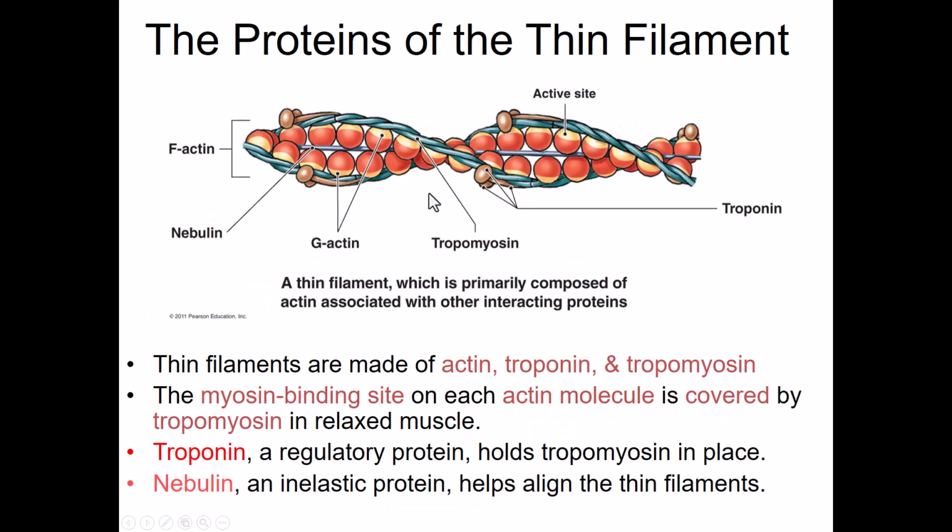If I go to the more detailed structure of actin, so again, here are globular actin units. It's just a different drawing. You've got the yellow parts, which are representing the active sites. This blue woven line, which is tropomyosin, that's the door covering the active sites. These brown jelly bean looking structures, which is troponin, that is our lock keeping tropomyosin in place. And then running through the middle to stabilize and align our actin is nebulin. It's an inelastic protein that helps align the thin filaments.